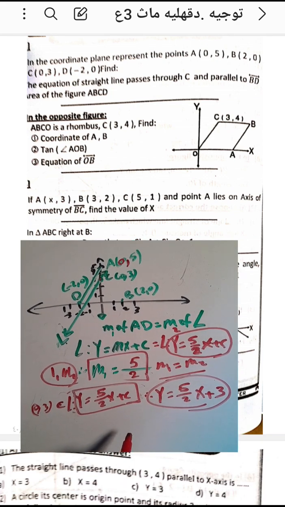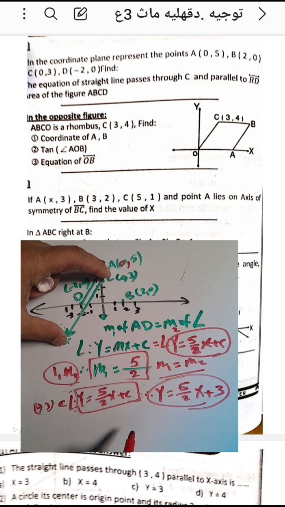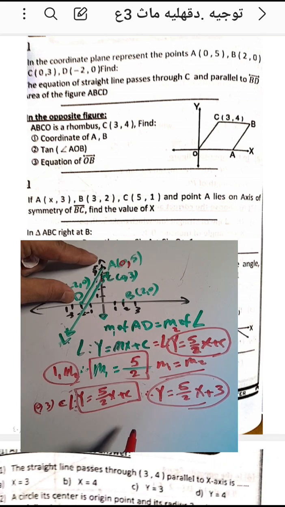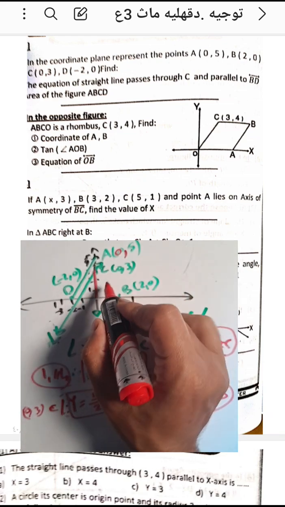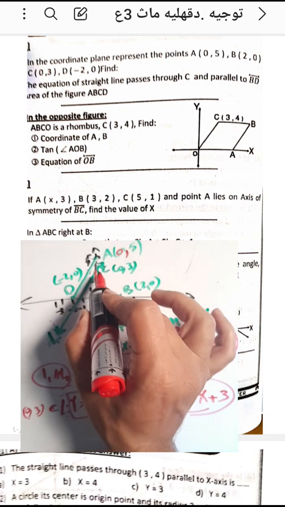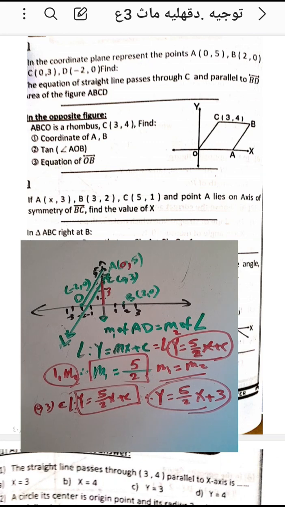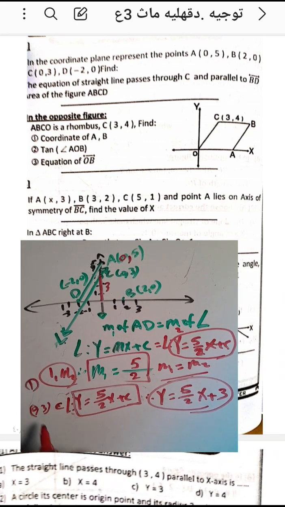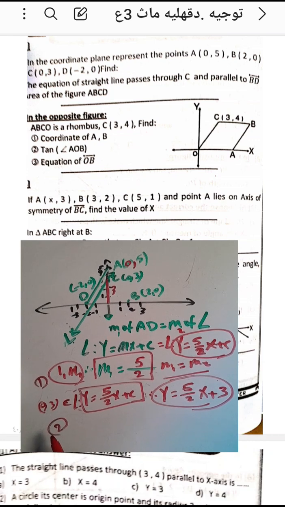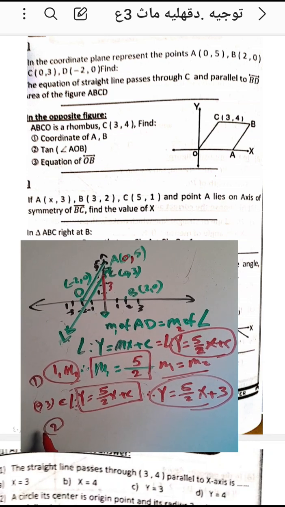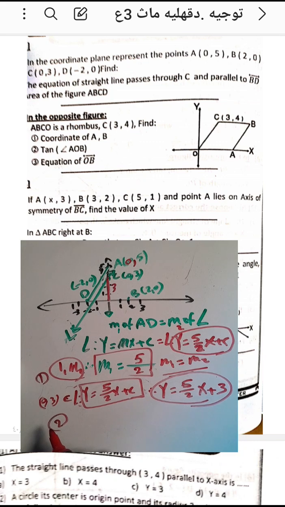Understood? I found this straight line by knowing the slope, but the constant here is 3 because this straight line cuts 3 units from the y-axis. Then this side will be 3 units. That's question number 1, finding the equation of the straight line passing through the point C and parallel to BD.